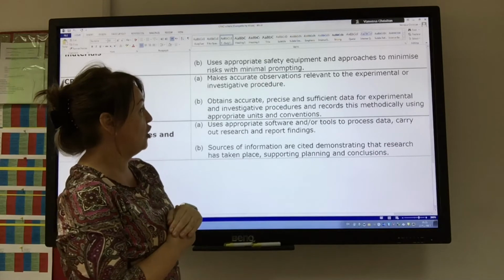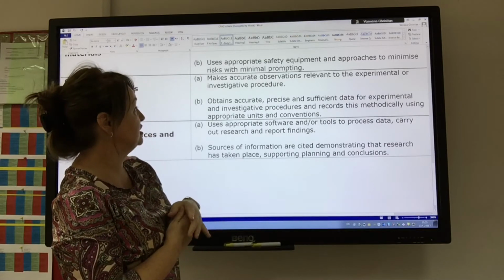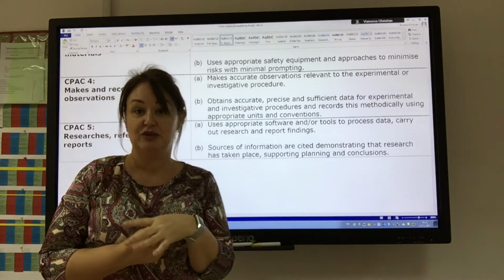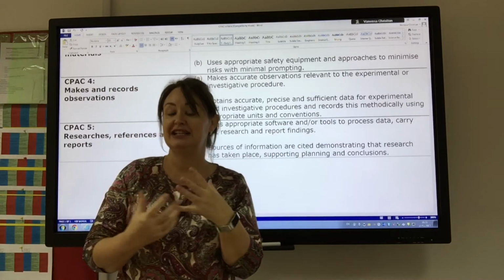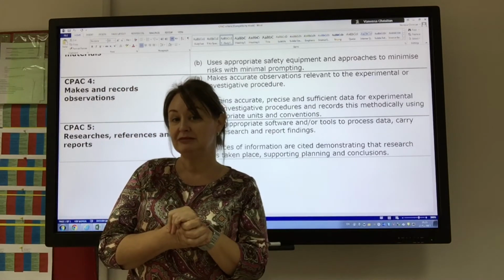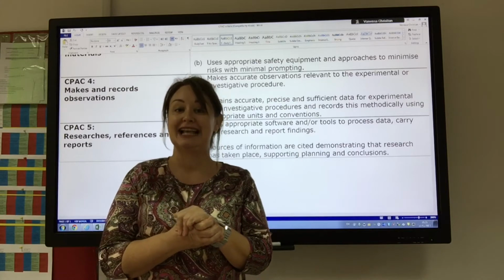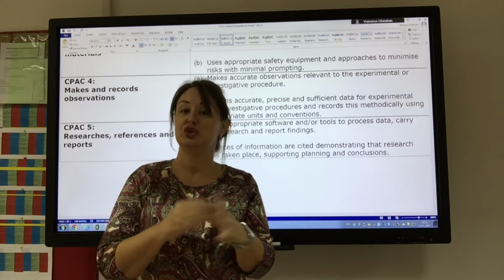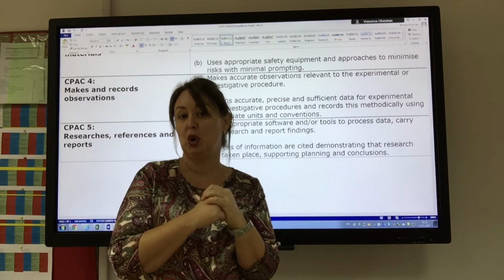Makes accurate observations relevant to the experimental or investigative procedure. So that can lead to evaluating your method, evaluating your techniques, anything that you've learned along the way, you're going to record that in your lab book.